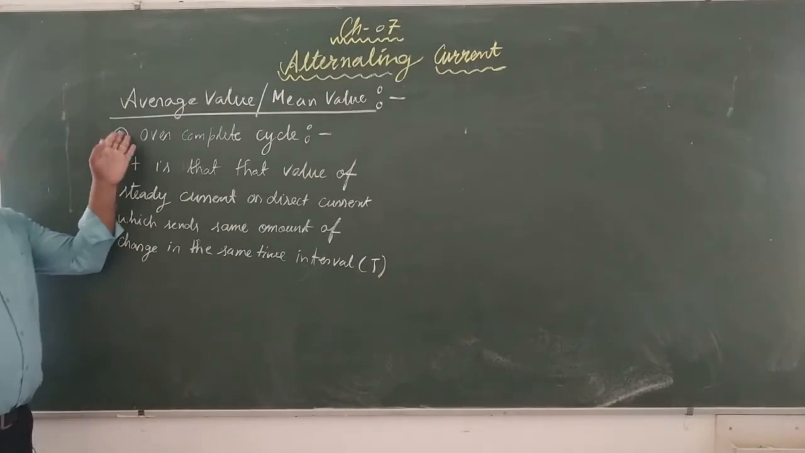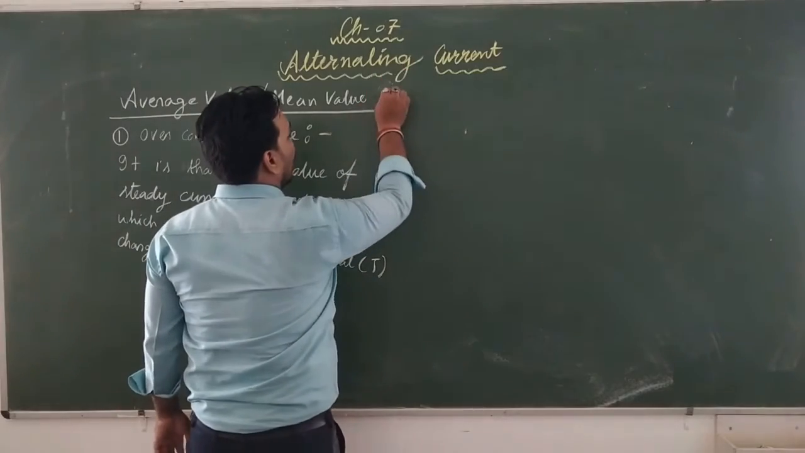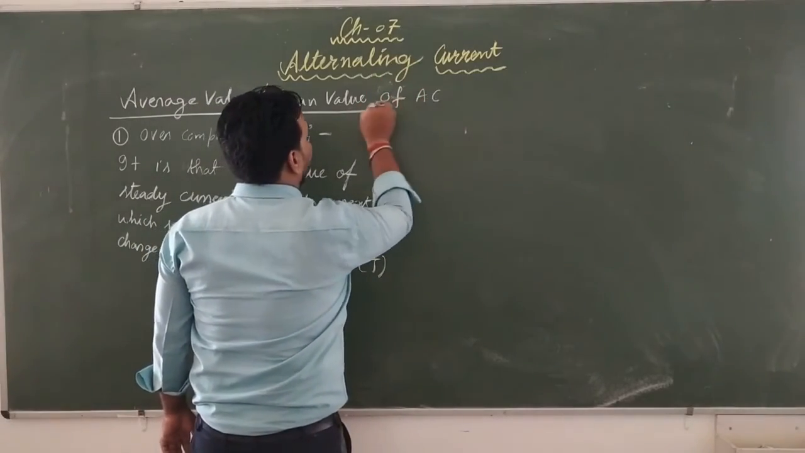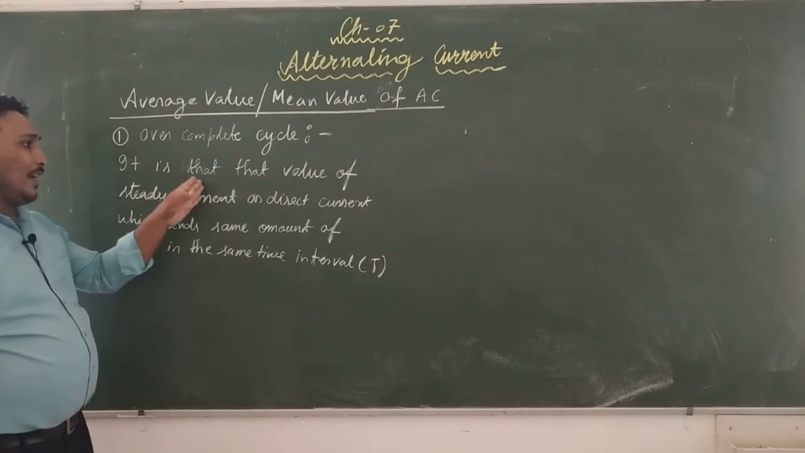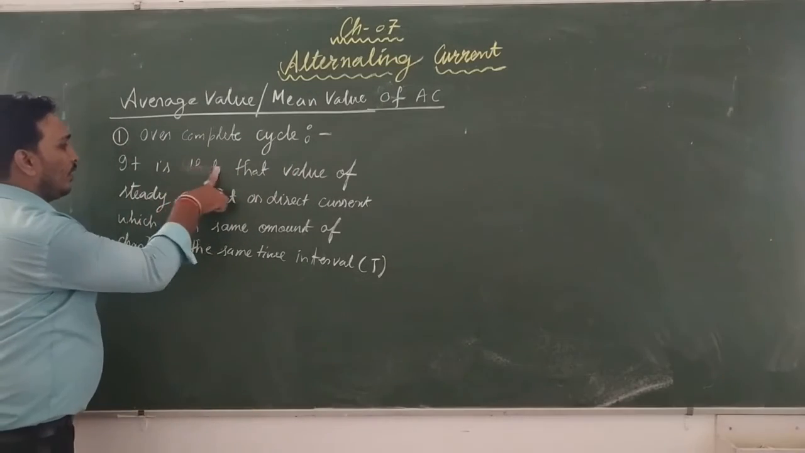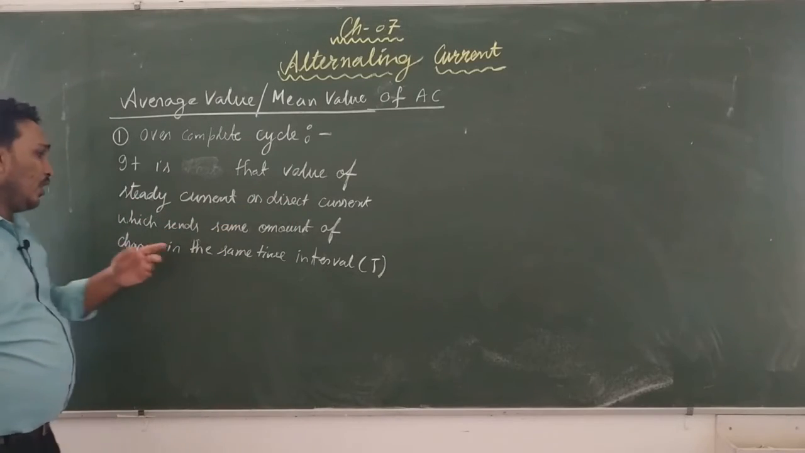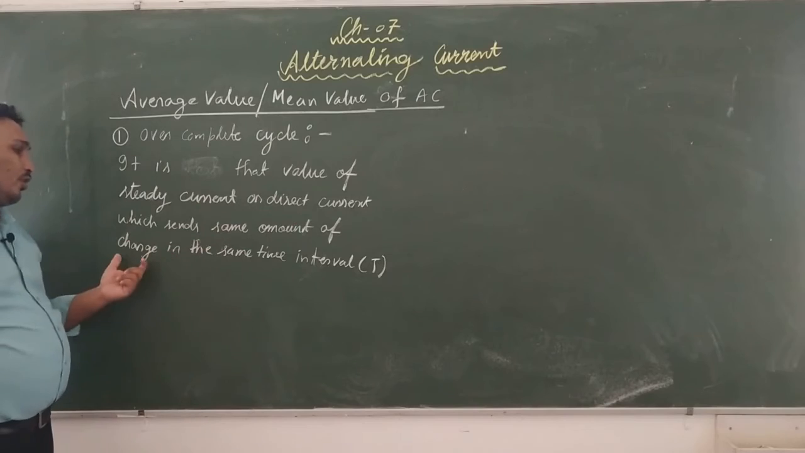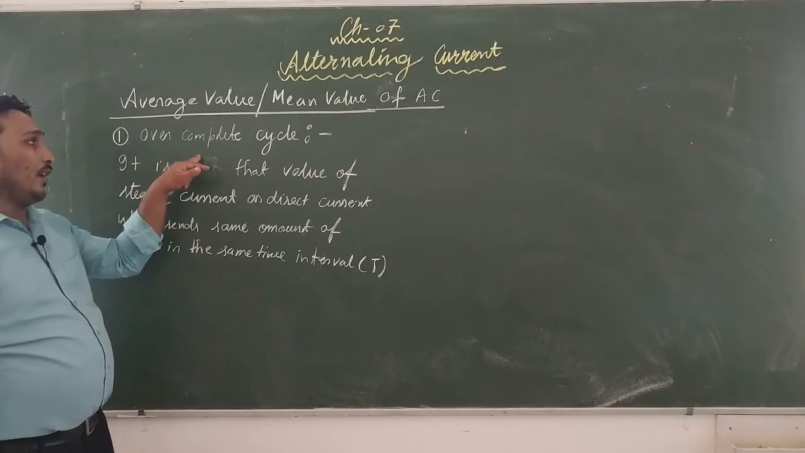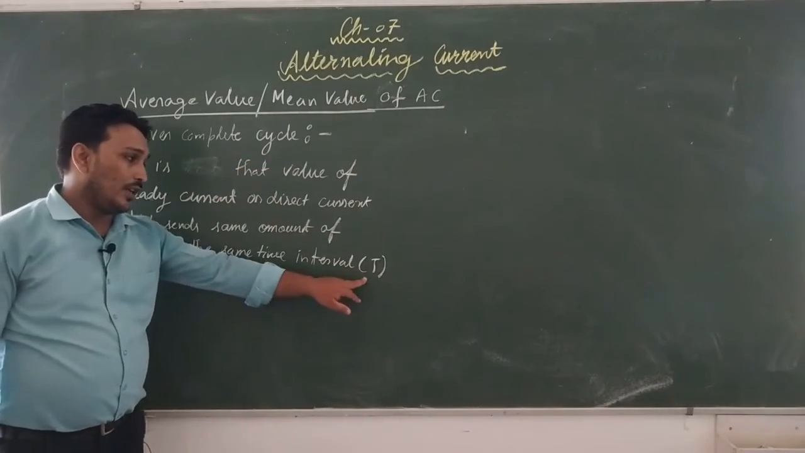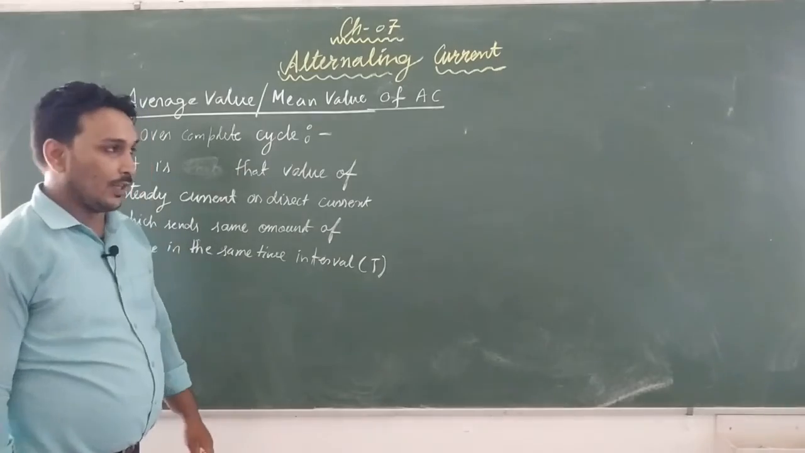So the average value or mean value of alternating current over one complete cycle is that value of steady current or direct current which sends the same amount of charge in the same time interval. And in this definition, since we are defining it over a complete cycle, that time interval is capital T. Let us try to analyze this statement mathematically.